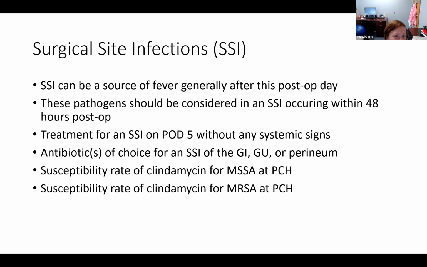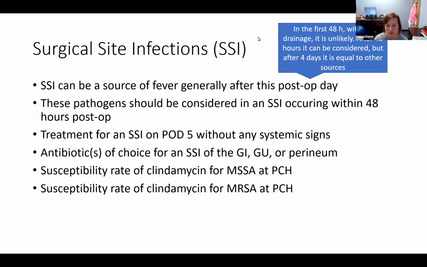All right, surgical site infections can be a source of fever. Okay, P.S. if you want the answers, they're all on your Spectrum app. So the person that can most quickly navigate their Spectrum app will get the answer. Okay, surgical site infection can be a source of fever generally after this post-op day. 2. Who said 2? Liz. Okay, I will accept 2.